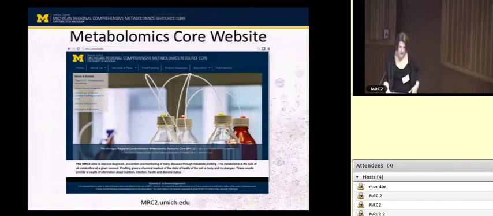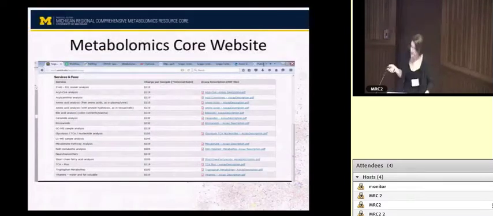So, again, this is what our website looks like. You'll see up at the top services and fees. And this is what I'm going to show you on the next slide, which is that we do list all of our standard assays here. They're broken out by targeted, untargeted, and lipidomics, for example. So you kind of have to look in a couple of different places to find what you're looking for.